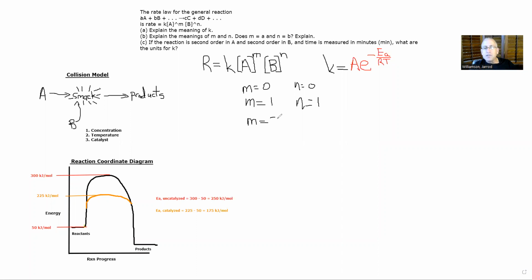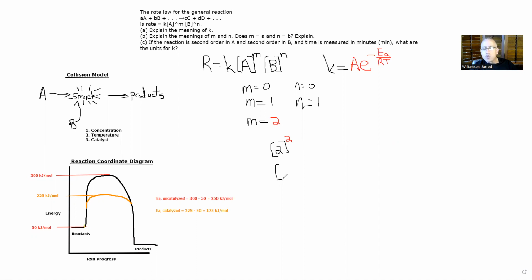If M happened to be equal to 2, that means if you double the concentration, let me do this just to make it clear. If M happened to be equal to 2, let me put that in red, if you doubled the concentration, the reaction rate would quadruple. It would be 2 to the 2, which is 4 times.